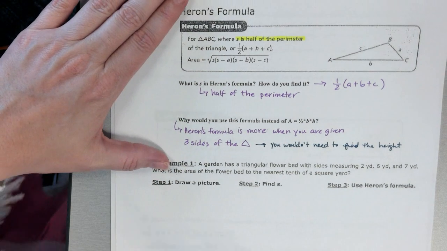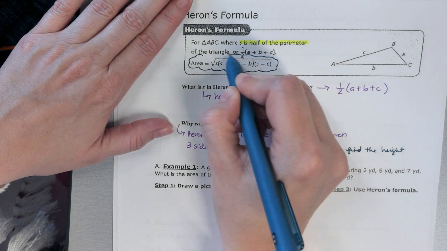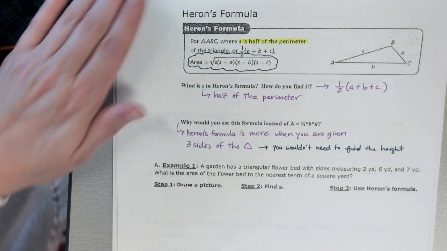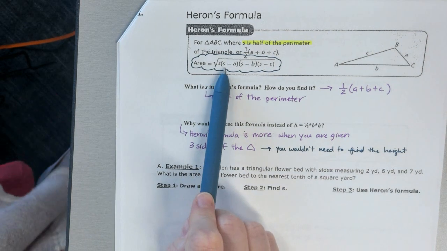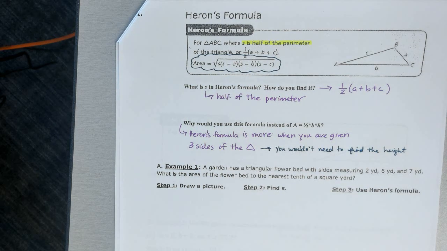And then the formula is that the area is equal to the square root of S times S minus A times S minus B times S minus C. So how would we describe what the S minus A, S minus B, and S minus C are? Yeah, it's the side lengths, and what are we doing with the side lengths? Each side length gets subtracted from what? Yeah, from S, right? From half the perimeter.